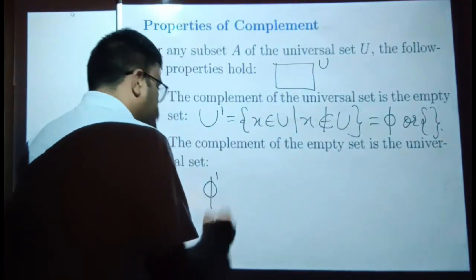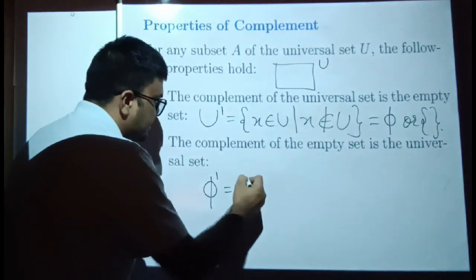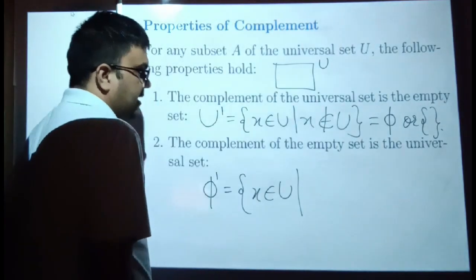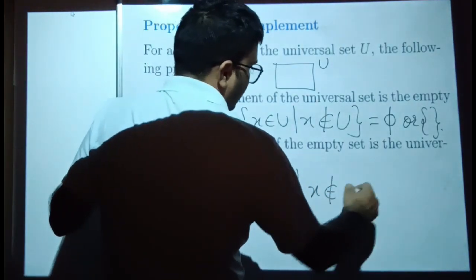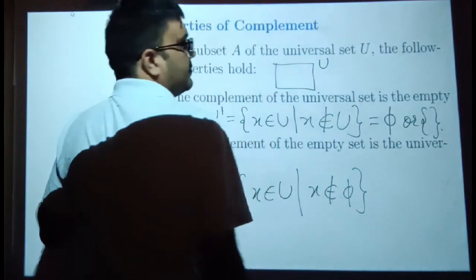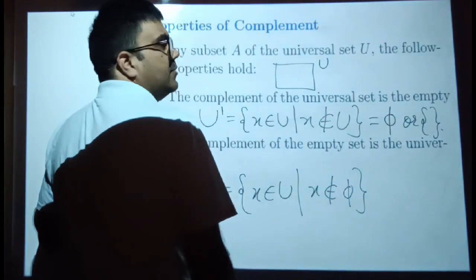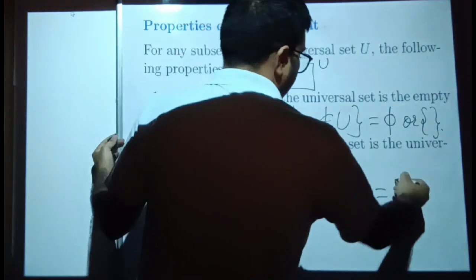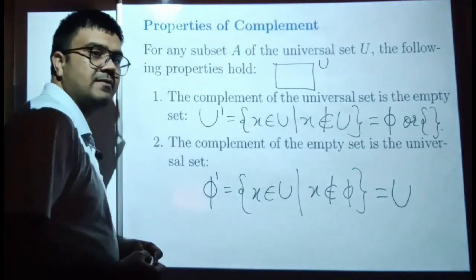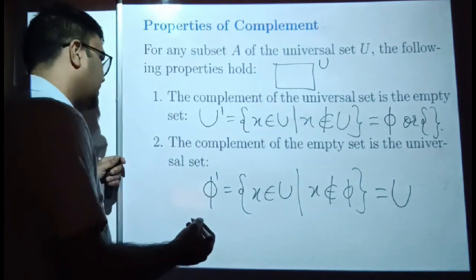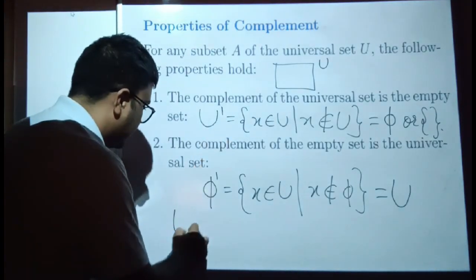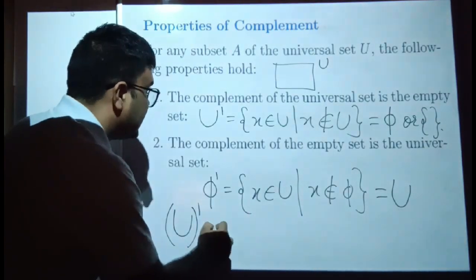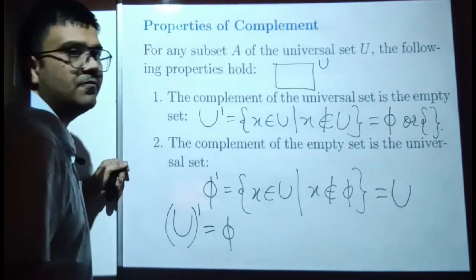We are talking about the complement of phi. We are saying x belongs to U, all those elements of the universal set, and x does not belong to phi. Is there any element which belongs to phi? There is no element. It means we are talking about all the elements of U. The answer we obtain is U. You can also look at it in this form: we have a set U, a universal set. We are calculating the complement of this set and it is phi.